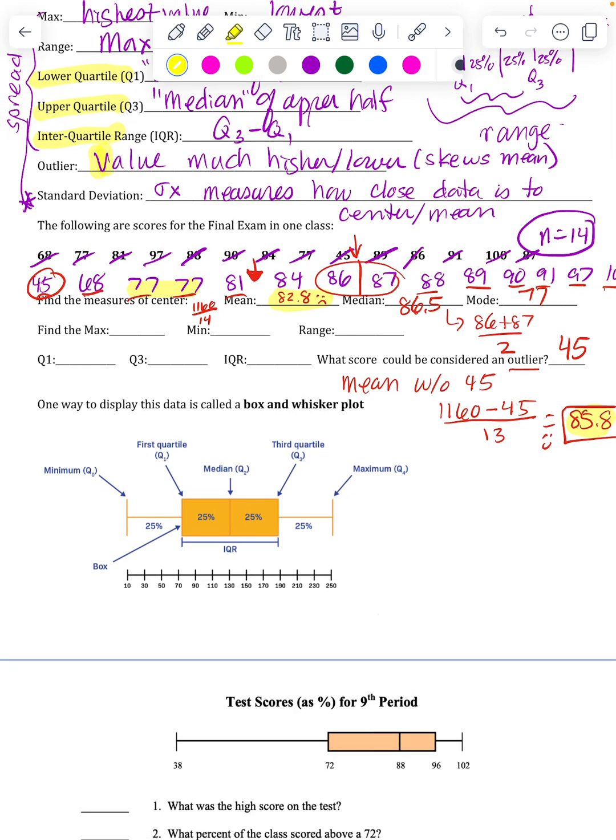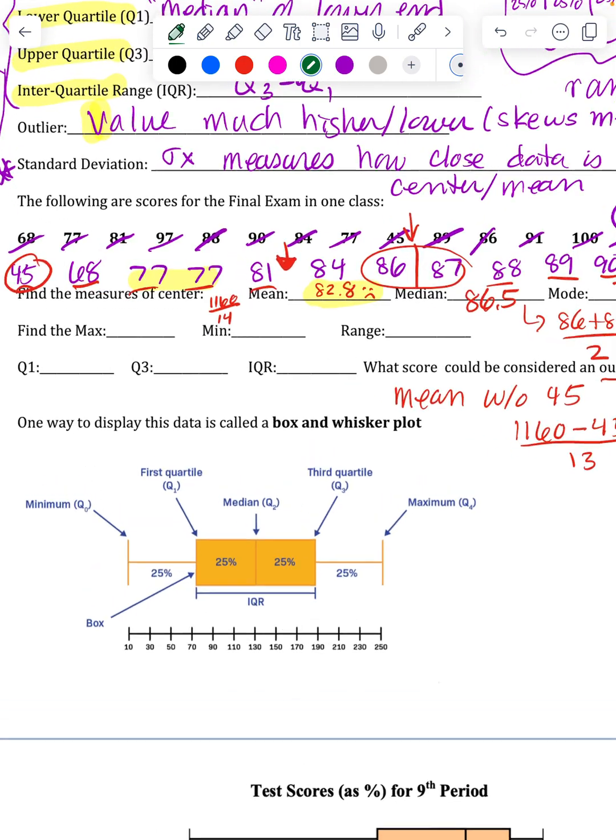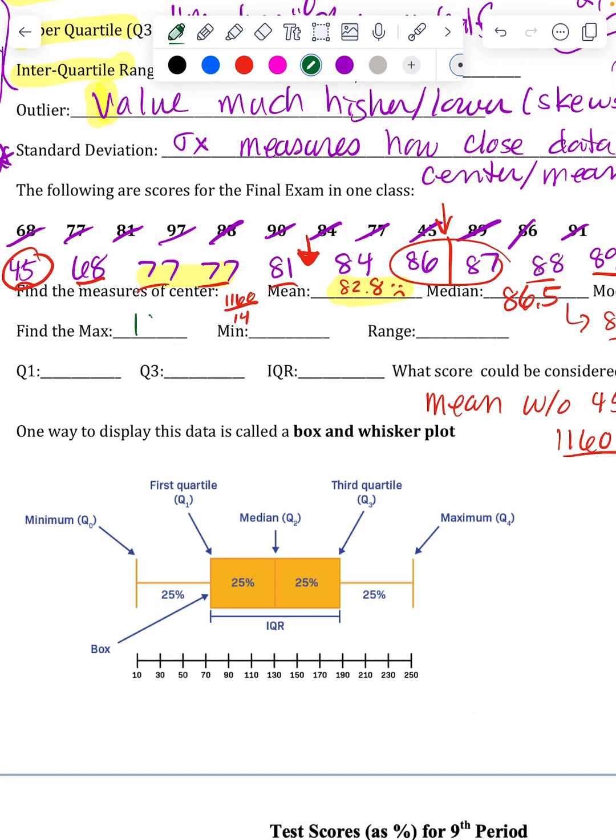All right, so let's bounce back to this, finding the max. That's our highest score, which was a 100. Our lowest was that 45. So the range is going to span that distance. So that turns into 55 as a range.